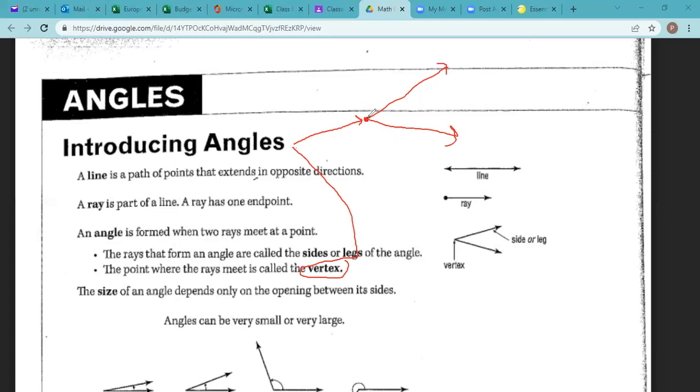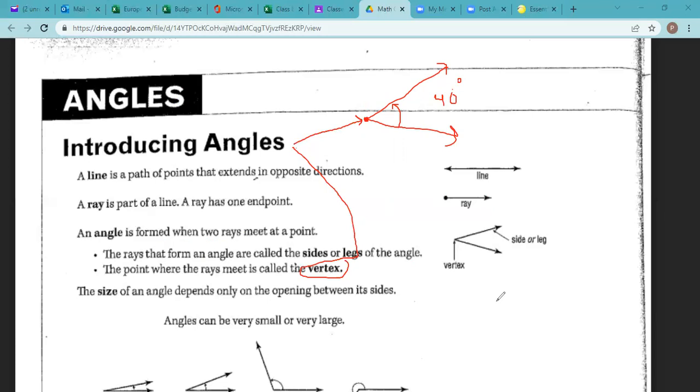Okay, and then the size of an angle depends only on the opening between its sides. So remember how I said you could have a curved line in here. It's kind of like an arrow. This could represent how large this angle is. And I could say, okay, well, this angle looks to be about 40 degrees. And we'll go over how I came up with that in just a few minutes.